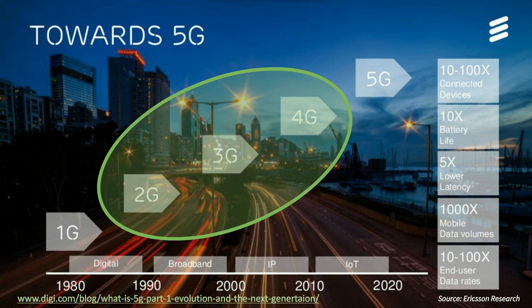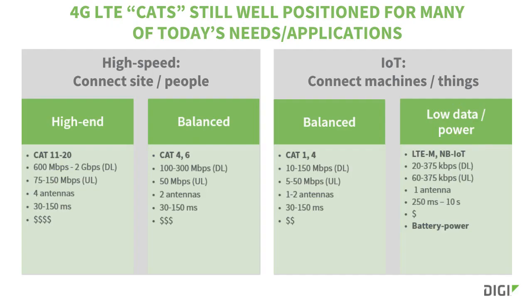And you can see here some of the timelines. Again, Raphael did a great job going through that. I won't go through that. But there's also the usual performance characteristics. These are the CATs we call, the 4G LTE CATs, which are well positioned today for many of the things, most of the things that we already do in IoT.